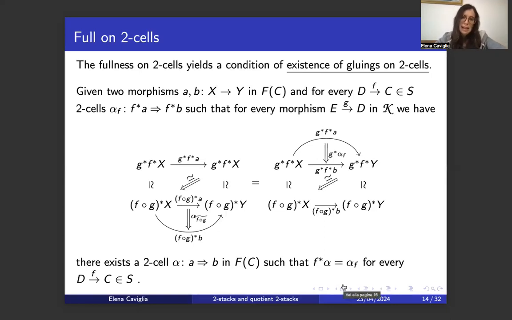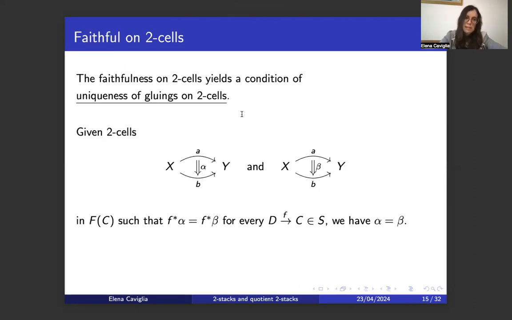And an analogous thing is what happens with the faithfulness. So this time we get a uniqueness condition for gluings on two cells. Given two cells between A and B that agree locally, so F star of alpha is equal to F star of beta for every F in the bisieve, then we have that alpha is equal to beta.